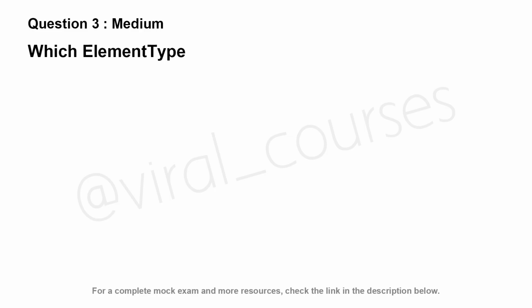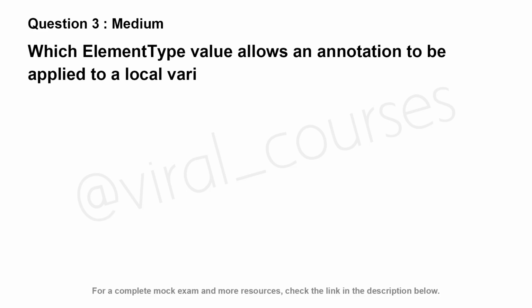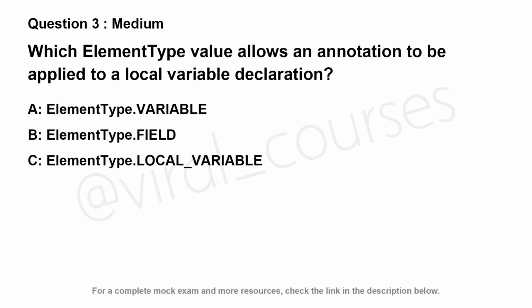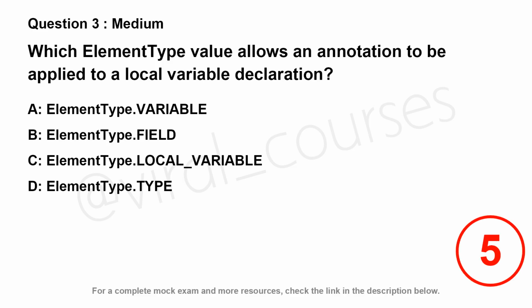Which ElementType value allows an annotation to be applied to a local variable declaration? Option A. ElementType.VARIABLE. Option B. ElementType.FIELD. Option C. ElementType.LOCAL_VARIABLE. Option D. ElementType.TYPE.